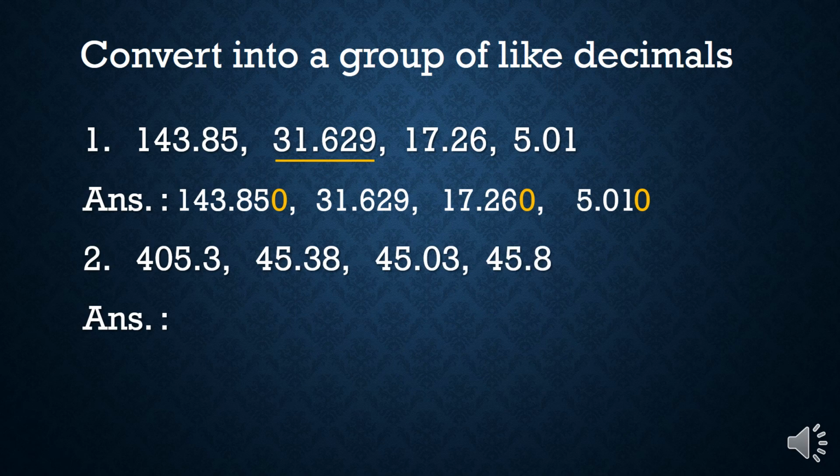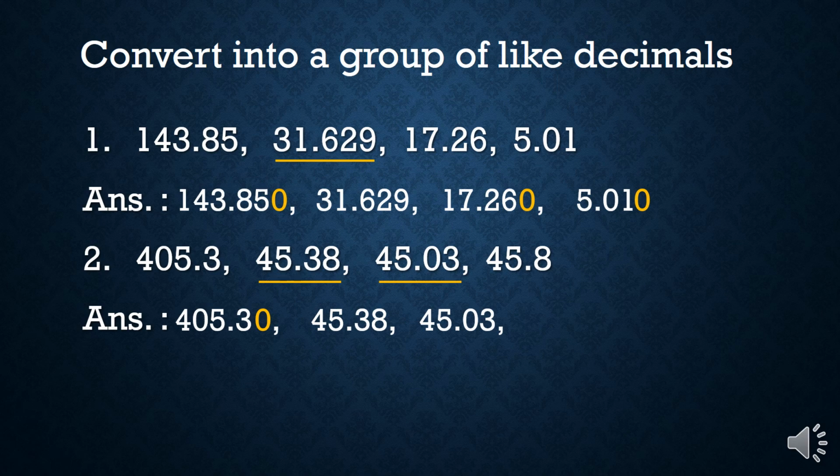Question number 2. 405.3, 45.38, 45.03 and 45.8. Check which number has the maximum number of digits after decimal. Yes, the numbers are 45.38 and 45.03. And how many digits after decimal? Yes, 2 digits. So convert each decimal number into like decimals having 2 digits after the decimal point. So the answer is 405.30, 45.38, 45.03 and 45.80.